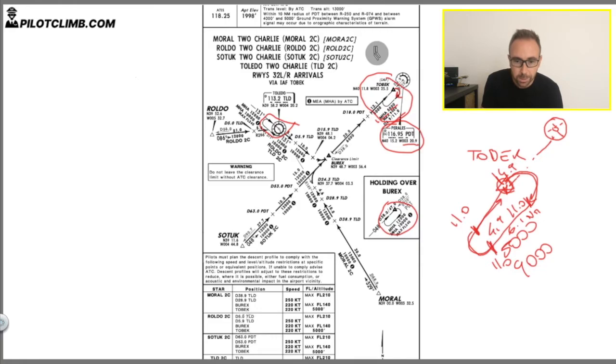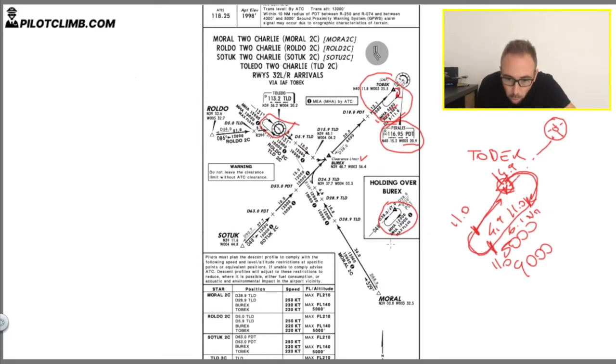In this case, let's analyze this procedure here. For example, Burex. We look at Burex, here we go. So Burex is here, all right? This is the point Burex. This is the fix of reference, okay? As you see here, we've got clearance limit Burex. That means that it's a very important holding, because if the controller doesn't clear you to continue beyond Burex, you have to join the holding.